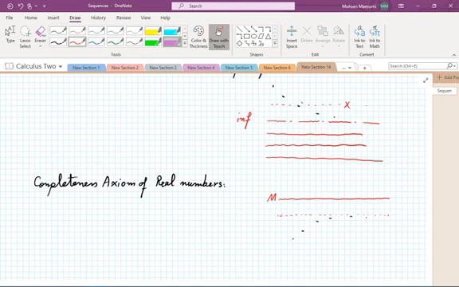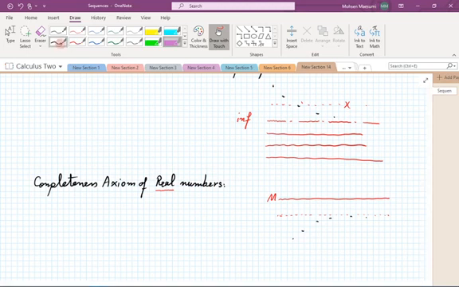So this is a crucial property of real numbers. For example, if we take rational numbers and then expect this supremum, the least upper bound we talked about, to be a rational number, that would not be true. Okay, next we have a major theorem in this section that's called the bounded monotonic sequence theorem.